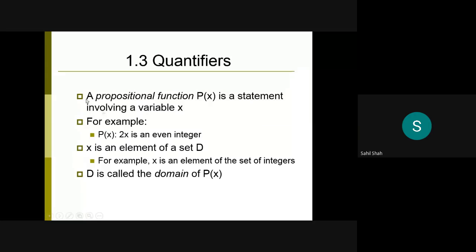So up till now we have seen this. What do you mean by propositional function? I have said propositional function is a predicate. So instead of propositional function, we mean a predicate. A predicate P of x is a statement involving a variable x. So P of x: 2x is an even integer, where x is an element of a set D. D is called the domain of P of x, or D is also known as the universe of discourse for this P of x. X is an element of the set of integers. I said it already.